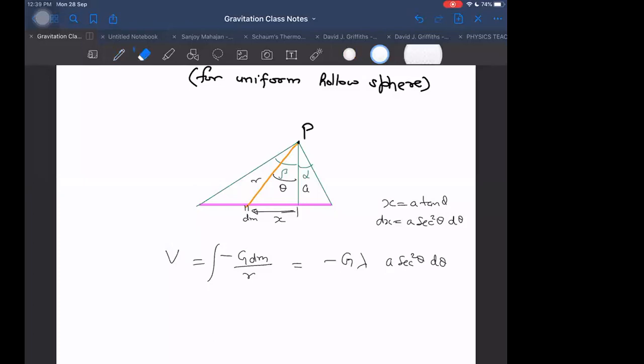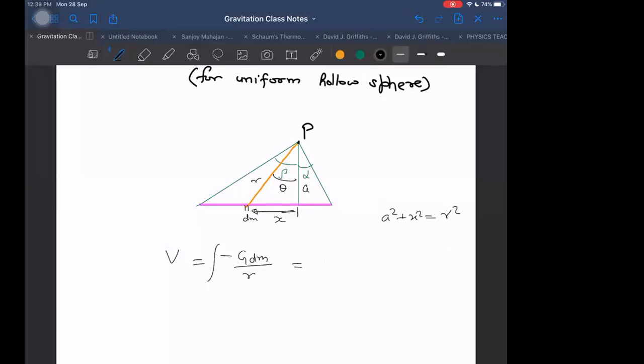In this case, I have a better way. This is a normal way only. Let me do it another way, because in this I have really one very simple way to do. a square plus x square is equal to r square. Differentiate both sides. If I differentiate both sides, I get 2x dx, a is constant, equal to 2r dr. So 2x dx is equal to 2r dr. Then what do I get? I get x dx is equal to r dr.